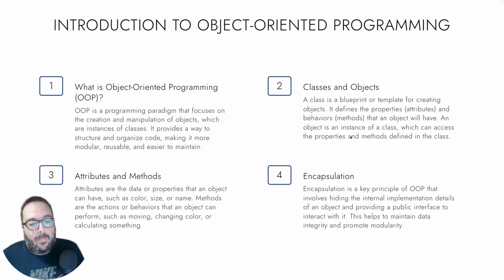One of the concepts of object-oriented programming is encapsulation. Encapsulation is a key principle of object-oriented programming that involves hiding the internal implementation details of an object and providing a public interface to interact with it. Super complex, I know. Just keep in mind that there is something called encapsulation, and it helps us hide all the complexity inside the class. Let's move on and see a couple of examples for objects and classes.